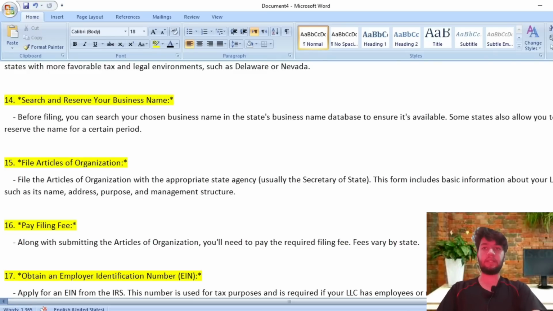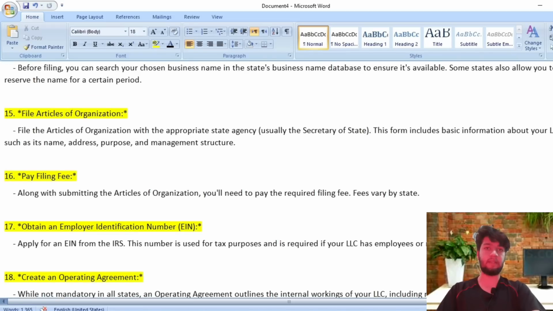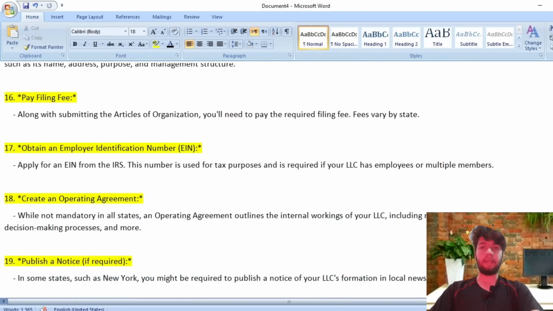Obtain an employer identification number, EIN. Apply for an EIN from the IRS. This number is used for tax purposes and is required if your LLC has employees or multiple members. Create an operating agreement. While not mandatory in all states, an operating agreement outlines the internal workings of your LLC, including member roles, ownership percentages, decision-making processes, and more.